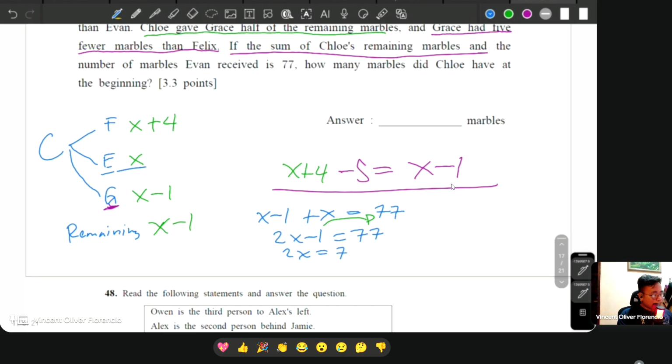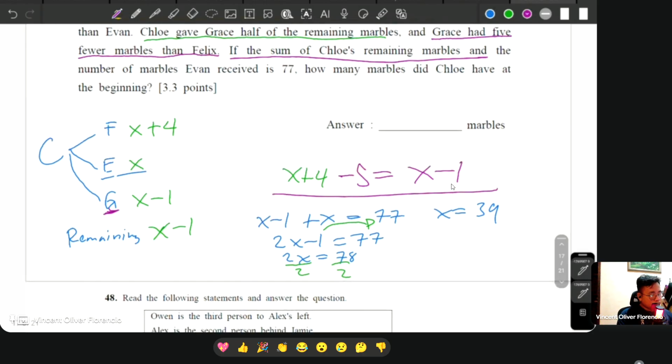2X equals 78, right? Divide by 2, divide by 2. X is equal to 39. Right? But that's not yet the answer. The question is asking for the original number of Chloe's marbles, from the beginning.